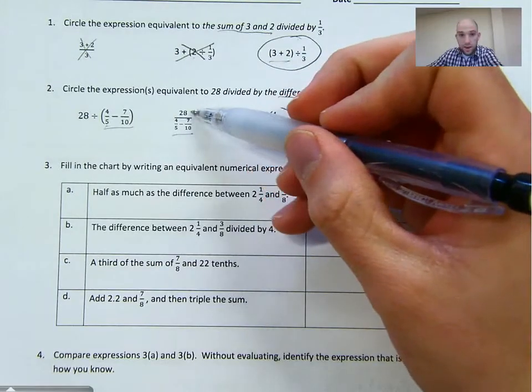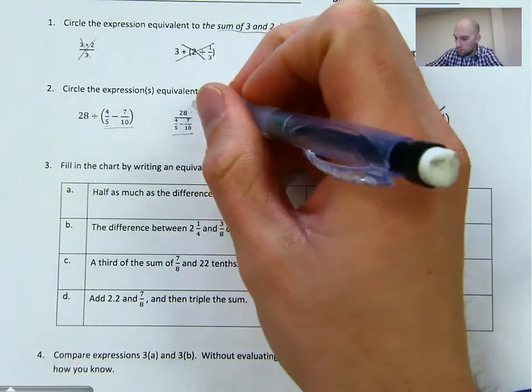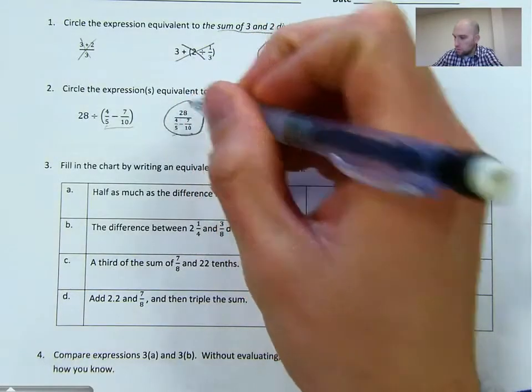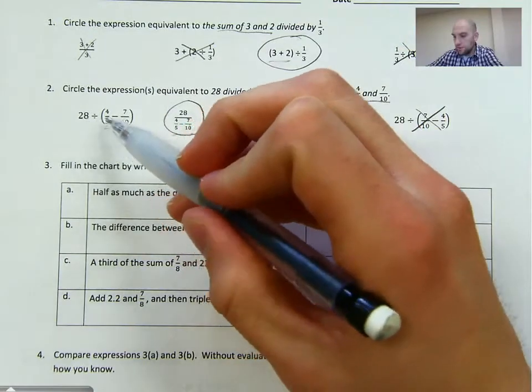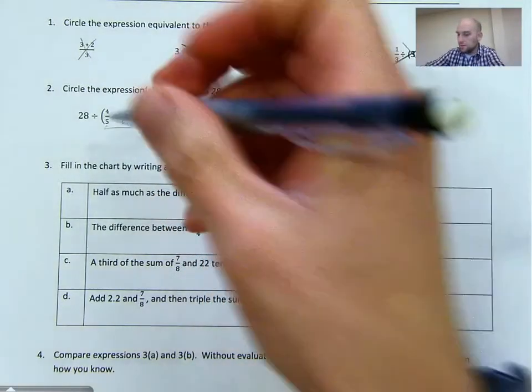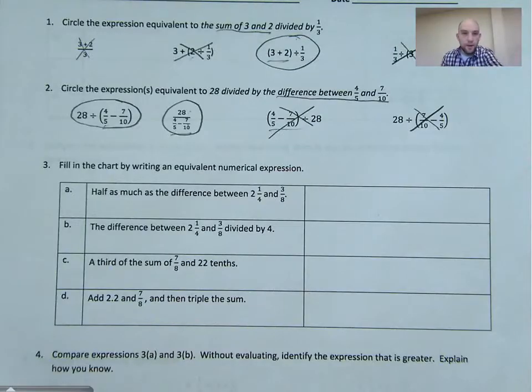This one here, 28 divided by 4/5 minus 7/10, will work for us. And then 28 divided by the difference between 4/5 and 7/10 is also the correct answer. So we have two different ways of showing that.